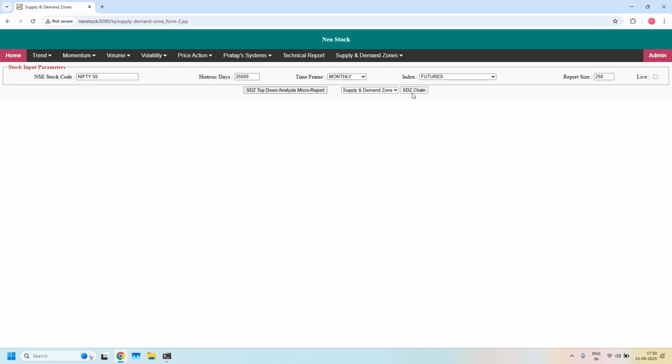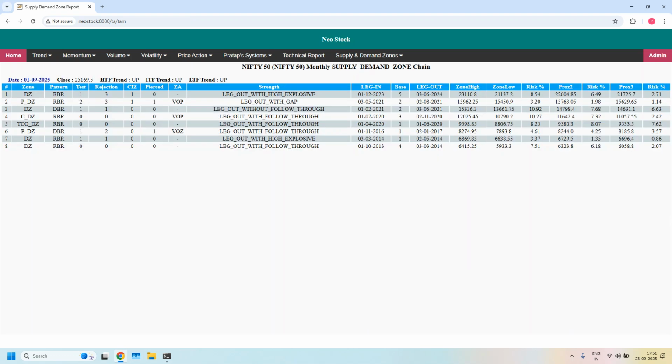Generating monthly supply demand zone chain for NIFTY. In any supply demand zone chain report, always look into the zone column to find the high liquidity zones. Look into the pierced column to find the pierced zones. And also always look into the LTF trend to find the trend of the current time frame you have selected. One time frame higher is ITF and one more time frame higher is HTF. And apply the rules for all the supply demand zone chain reports.